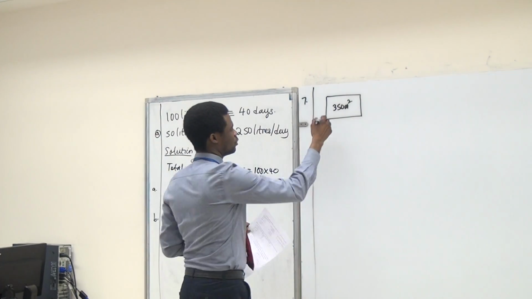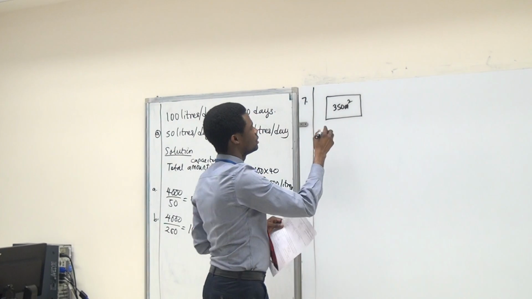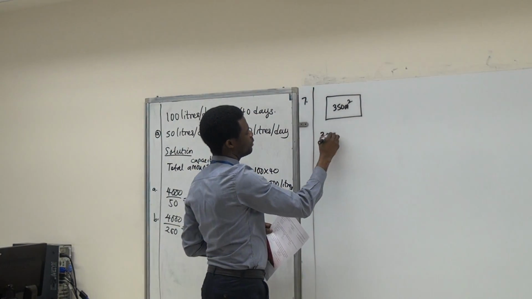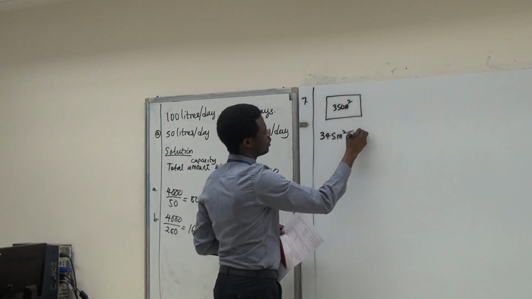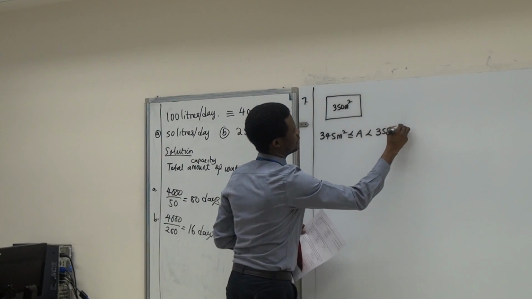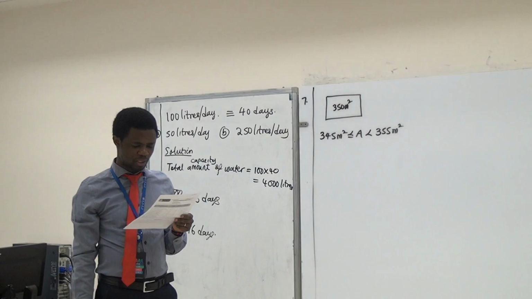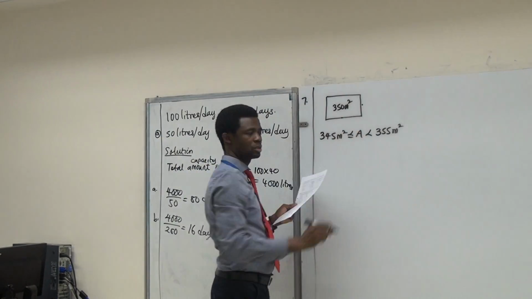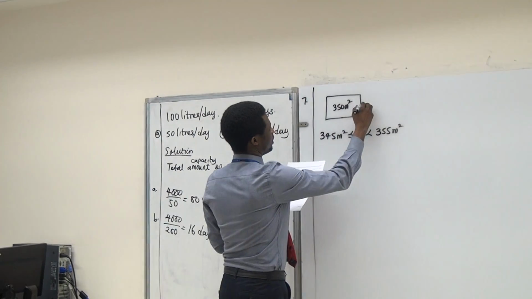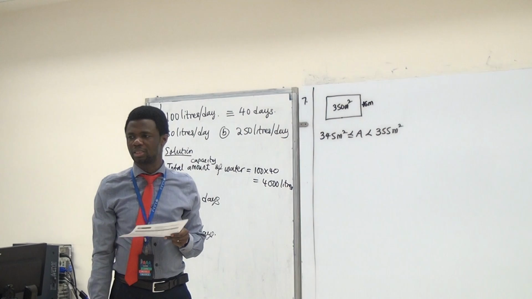Because it's to the nearest 10, we subtract 5 from the limit and add 5 to the limit. So the area is 345 square meters less than or equal to the area, less than 355 square meters. One of the lengths, maybe this or this, nobody knows, is 16. Say I pretend it's this one: 16 meters to the nearest meter.